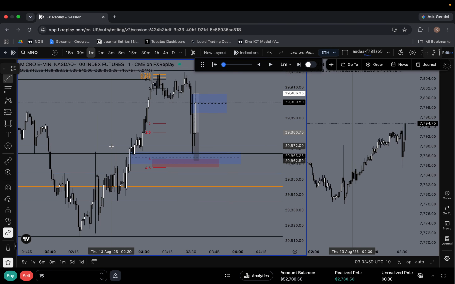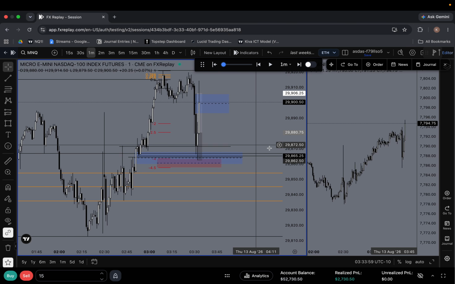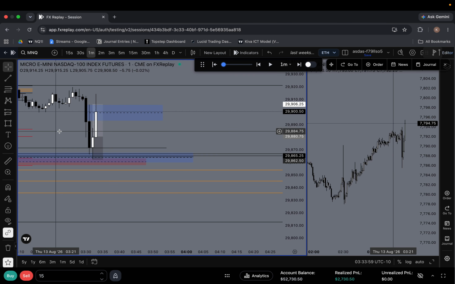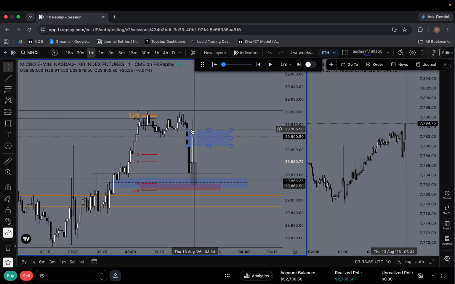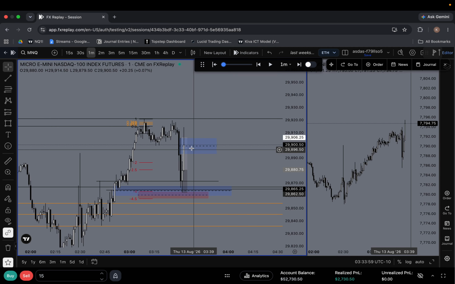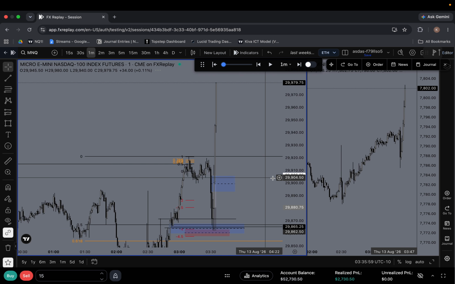Market structure shift here. You guys see how all of these arrays just align, and then we get a clean reaction off of that to rebalance this manipulation leg, and then we just rip up. Wow.